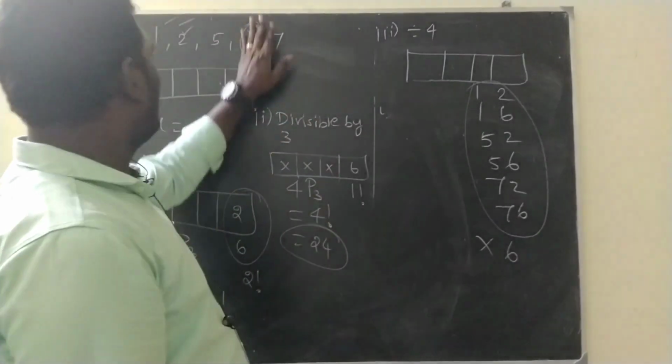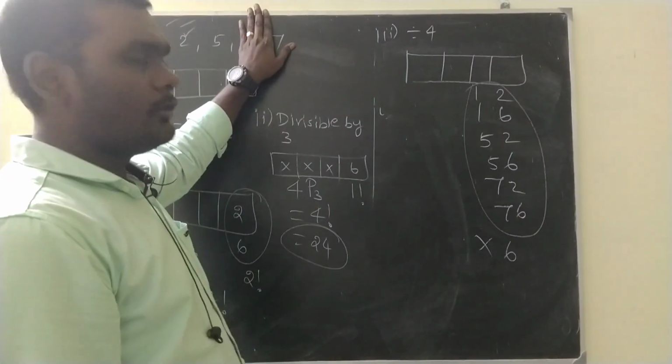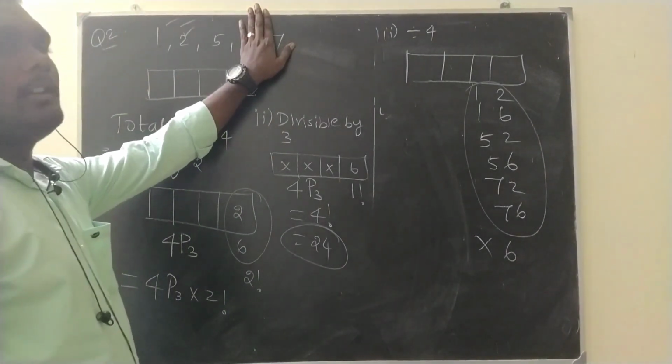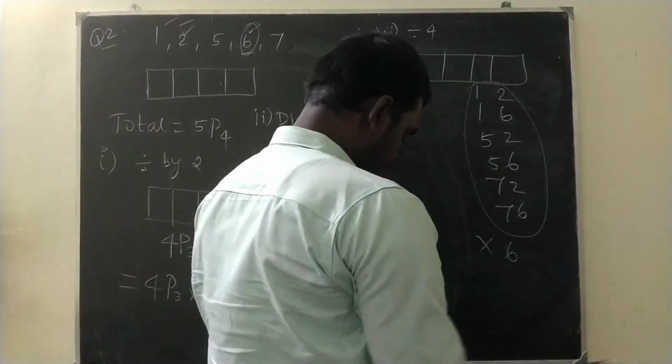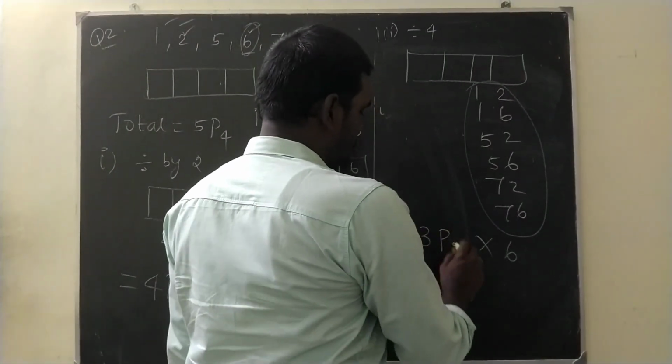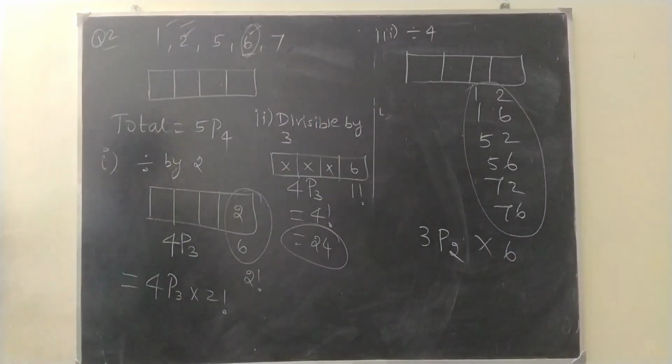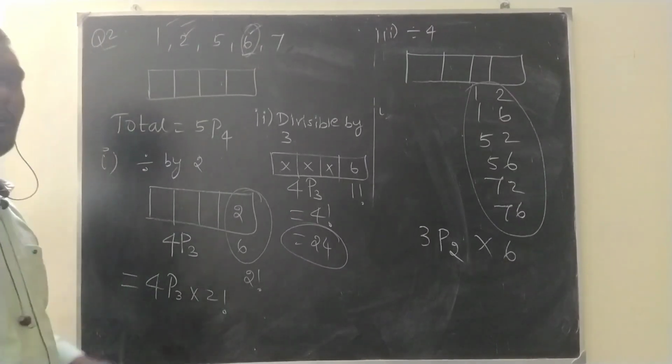The remaining 2 boxes can be filled in 4p2. See, 2 numbers we have already chosen. Remaining how many numbers? 3p2. Okay. So 3p2 into 6. Simply 3 factorial into 6.